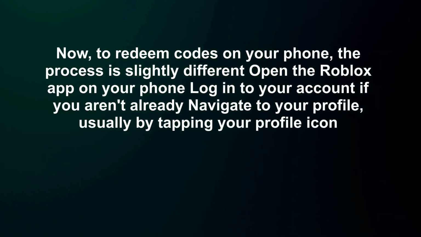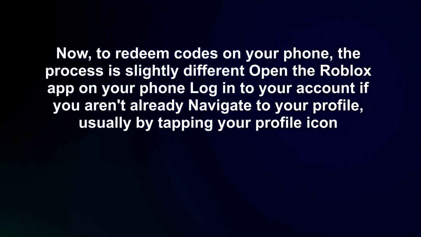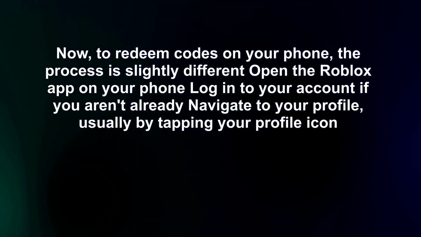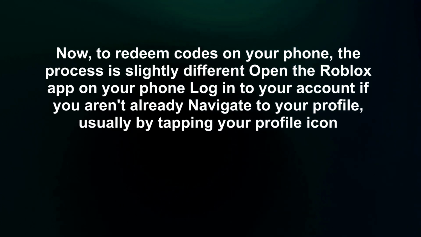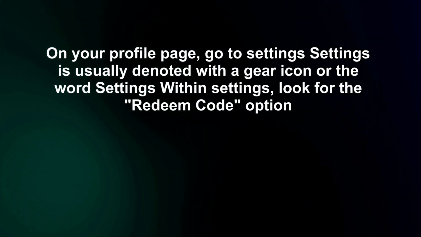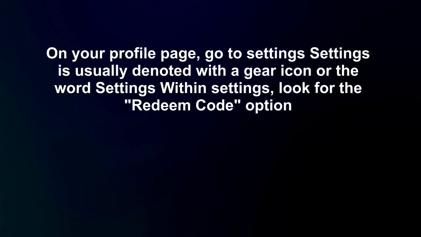Easy, right? Now, to redeem codes on your phone, the process is slightly different. Open the Roblox app on your phone, log into your account if you aren't already. Navigate to your profile, usually by tapping your profile icon. On your profile page, go to Settings. Settings is usually denoted with the gear icon or the word Settings.